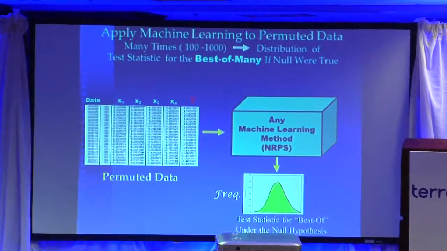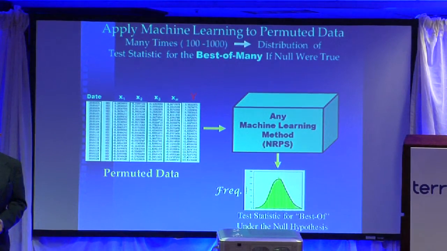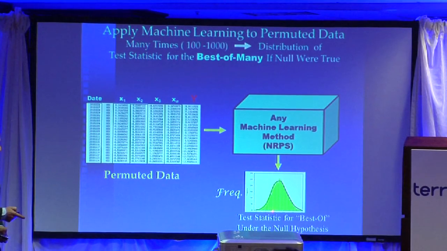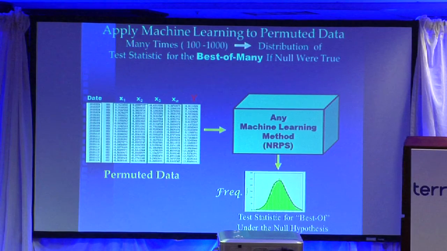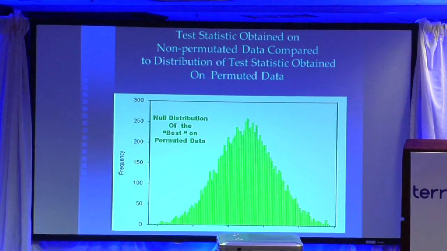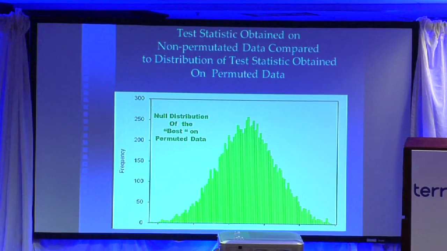In other words, the machine learning method is looking for that best. So if it's looking for the best single indicator out of 65, that's what it's doing to produce that distribution. That is the correct distribution for computing a valid p-value. Let's suppose that this is the null distribution on the permuted data resulting from that.